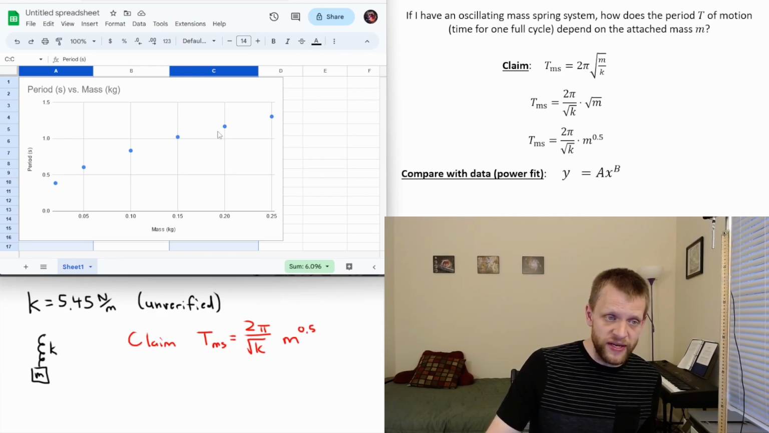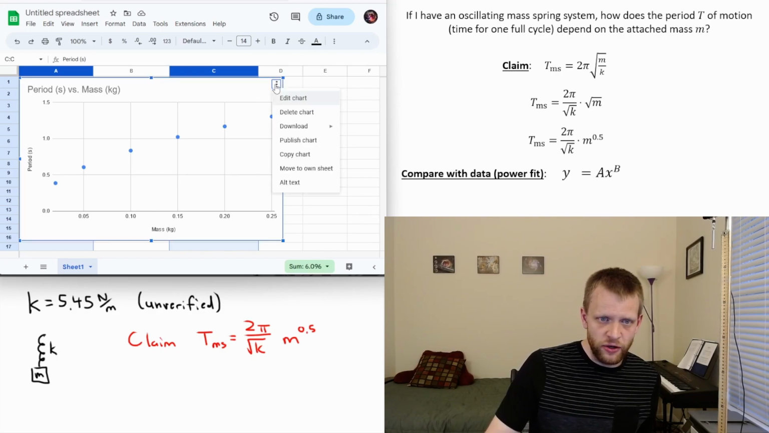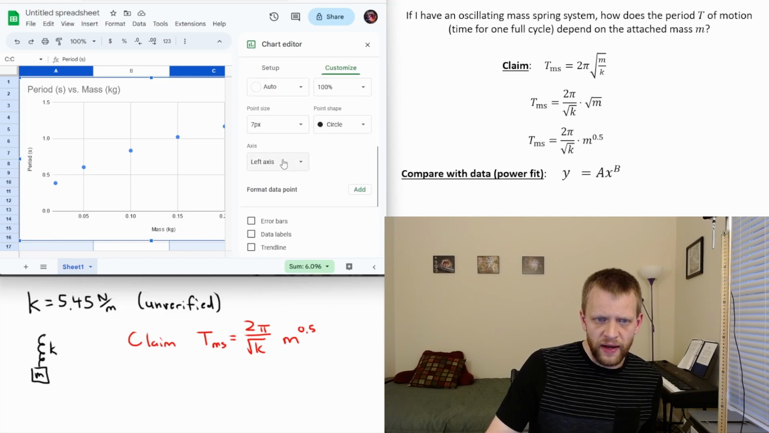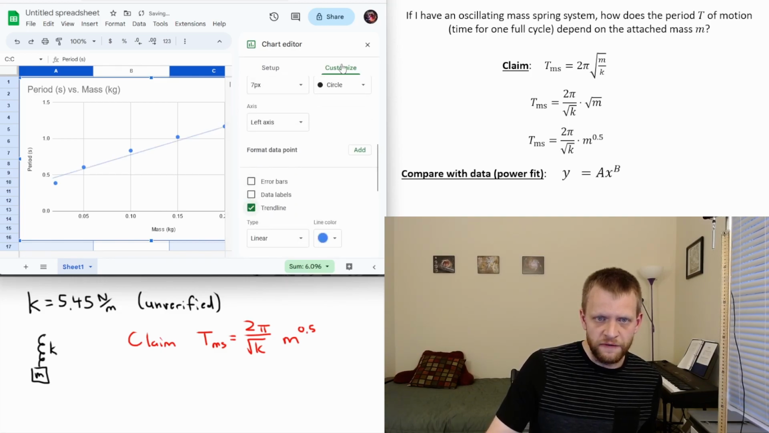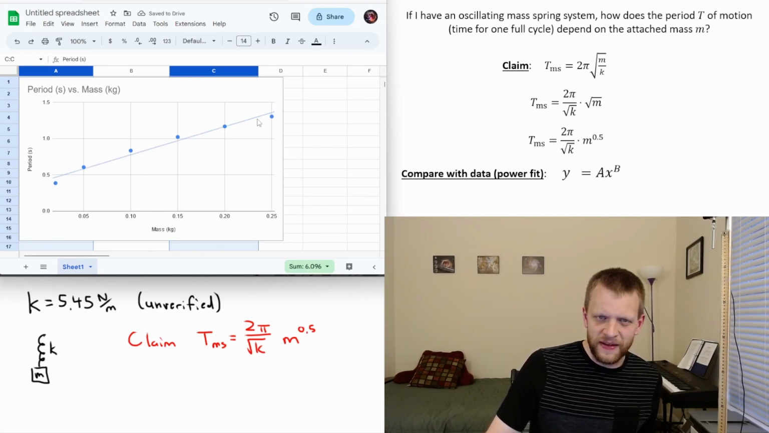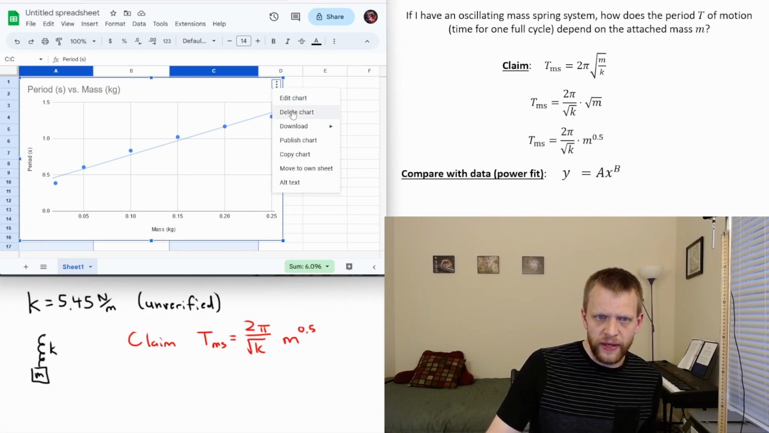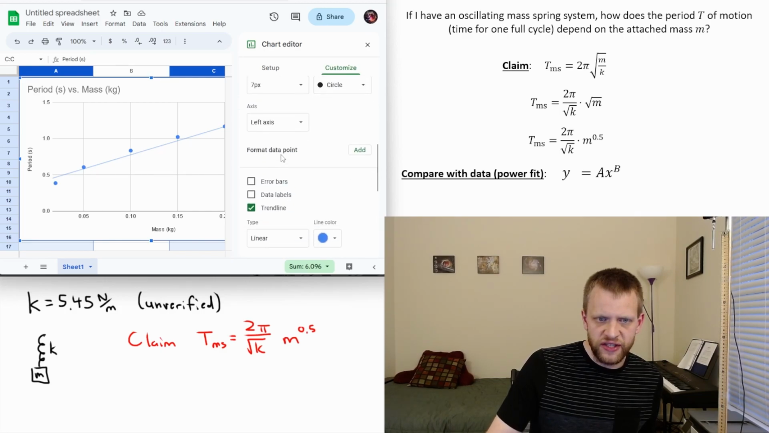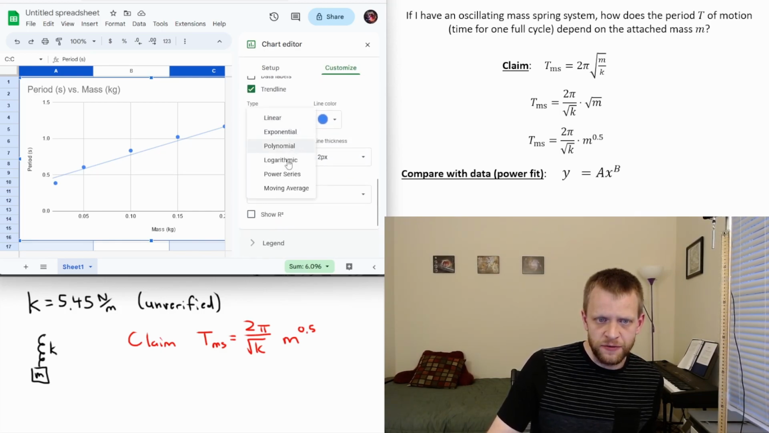Notice it's good that we got a couple of extra data points, because if I only looked at a few of those data points, this might look fairly linear. But if I go to edit chart and try adding a linear fit, notice that linear fit doesn't quite match all the data super well. There's some other stuff going on. It's got some curvature to it. So instead of having this linear fit, let's try changing this to a power series.